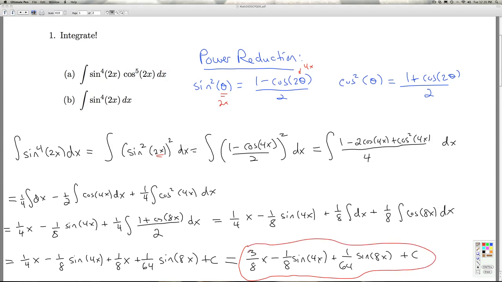And as we've seen in class, if we try to check our answer by taking the derivative, we can do that, but we're going to have to take the derivative and basically reverse all of the trigonometric identities we did here. That'll do it for Part B.